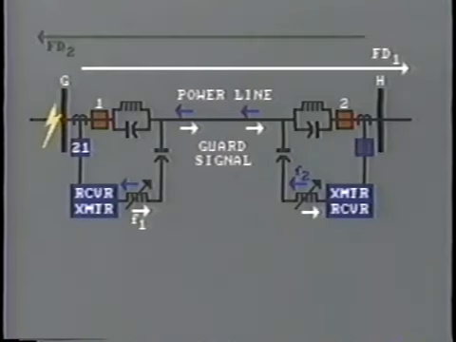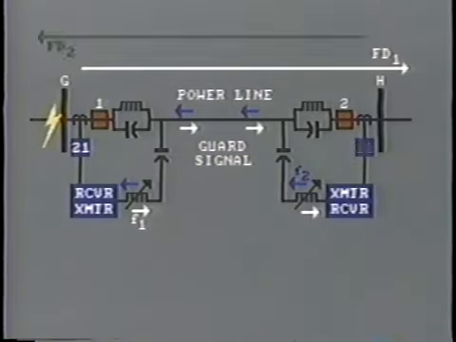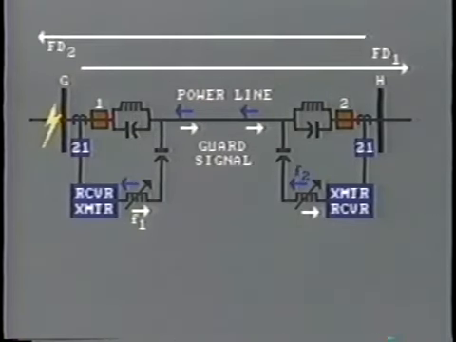However, the fault detector at bus H does register the fault because, remember, the relay is set to overreach into the next section. However, this will not trip breaker number 2 because of the blocking signal being received from terminal 1.